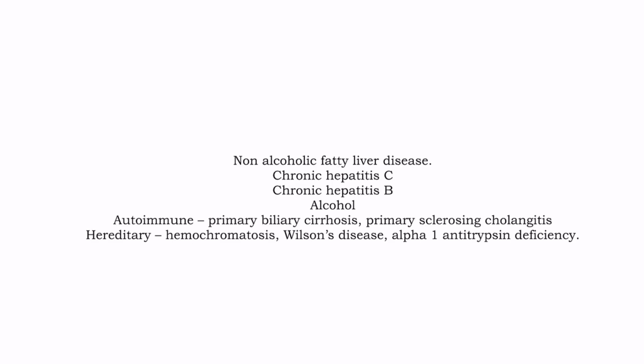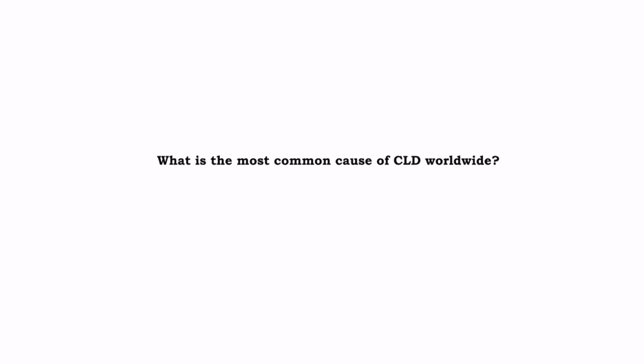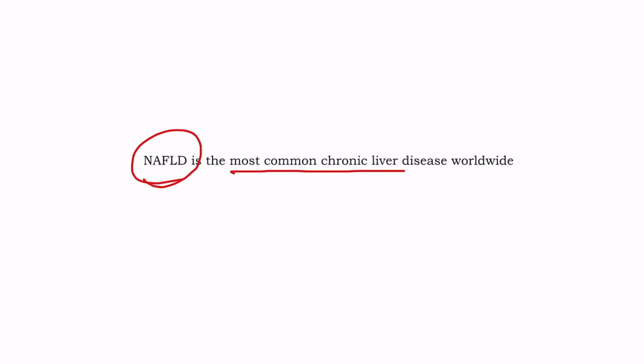What are the causes of cirrhosis? Non-alcoholic fatty liver disease, chronic hepatitis C, chronic hepatitis B, alcohol, autoimmune, hereditary causes, hemochromatosis, Wilson's disease, alpha-1 antitrypsin deficiency. What is the most common cause of chronic liver disease worldwide? Non-alcoholic fatty liver disease is the most common chronic liver disease worldwide.